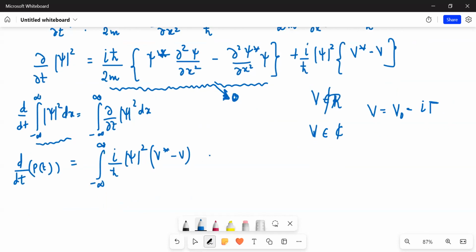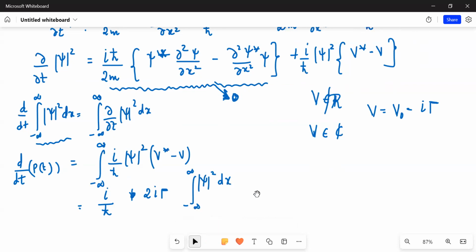And if I use this up, what am I going to get? I'm going to get plus 2 iota gamma. Yes, sorry. Sir, V star minus V will be minus 2 iota gamma. Yes, sorry. So what I'll get is iota upon h cut, this psi mod whole square remains in the bracket, and this becomes 2 iota gamma, and this becomes minus infinity to plus infinity psi mod whole square dx, right? Is that clear? This is what it will be, right?